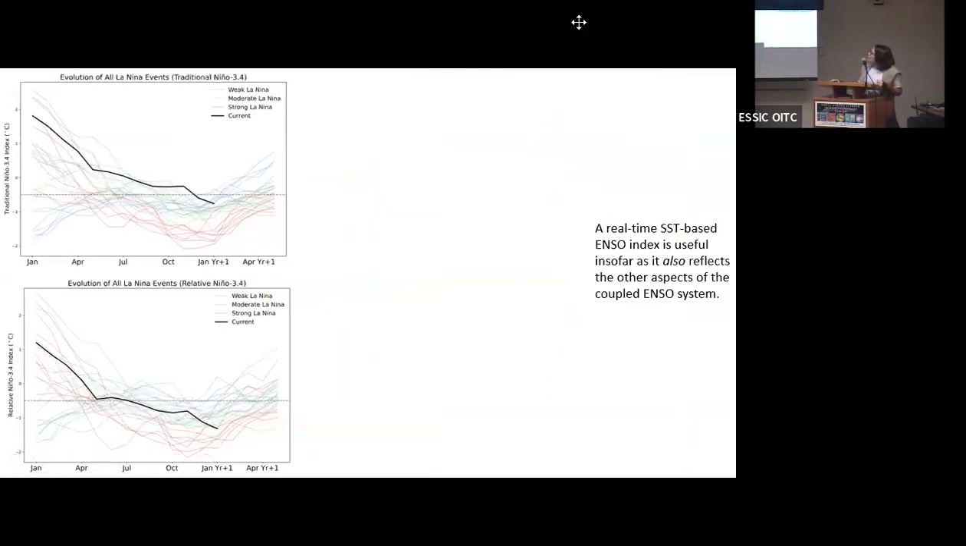Okay, so these are the same plots you saw in the prior slide. My message here is simply that it's fine to use a real-time SST index, but it has to reflect the other aspects of the coupled ENSO system. If it can't do that, then you have an issue.